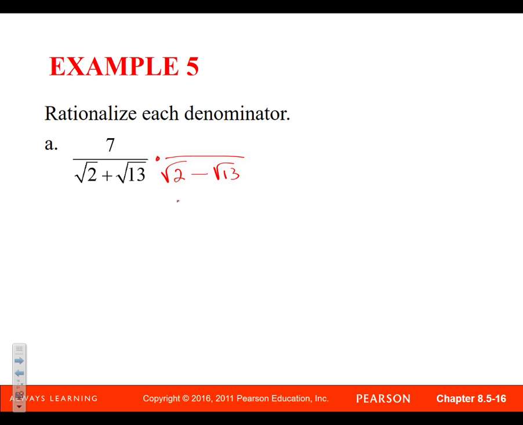Okay, can you guys think of the benefits of that right there? We know that all the middle goes away, right? Which means that we're going to get the first one squared and the second one squared. So all I'm really going to get here, and I'm just doing the denominator for now, this is simply going to become 2 minus 13, which happens to be negative 11. And now my denominator is rationalized. Okay? The hard part becomes the numerator.